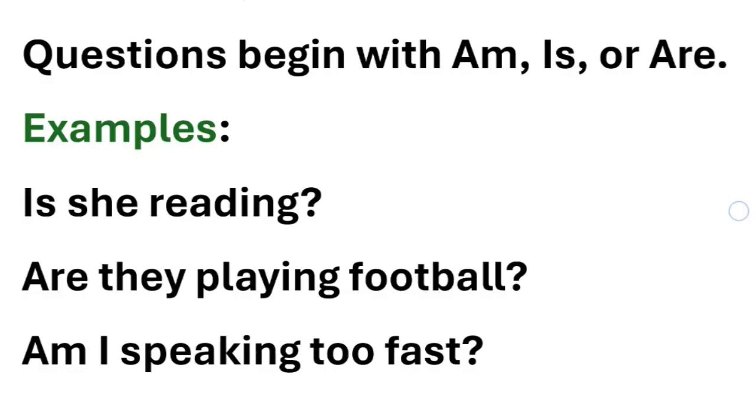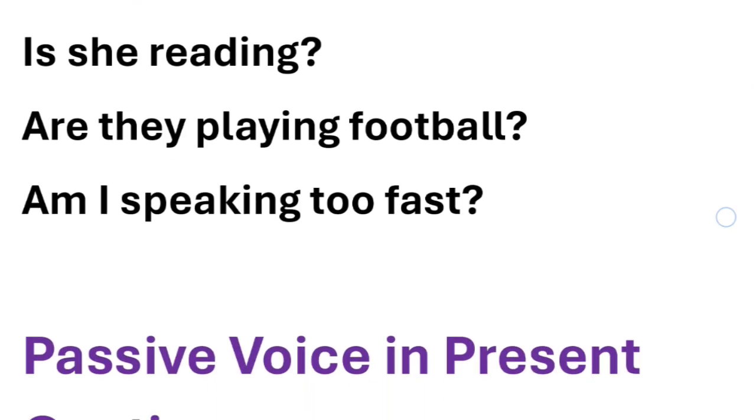For example, is she reading? This is interrogative in nature. We have written the helping verb is first, then the subject, which is she, and then the main verb with ing form, which is reading. Similarly, are they playing football? Am I speaking too fast? In these examples also, helping verb are and am have been written at the first place, then the subject has followed them.